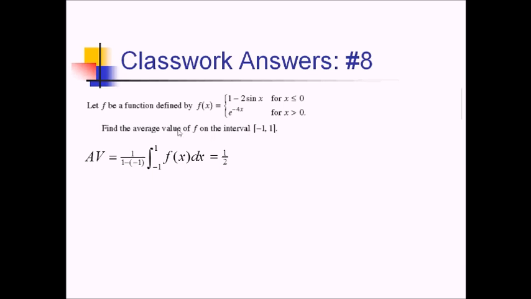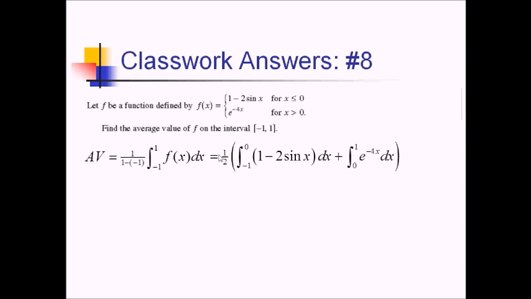I'm going to have the integral from -1 to 0 of this first rule, 1 minus 2 sine of x dx, plus the integral from 0 to 1 of my second rule, e to the -4x dx. And now let me go ahead and take some antiderivatives.